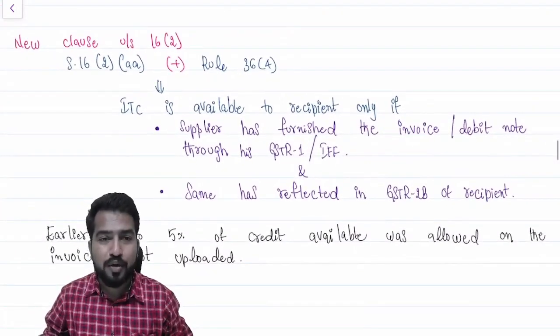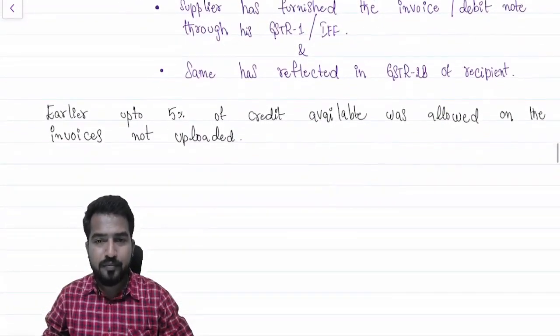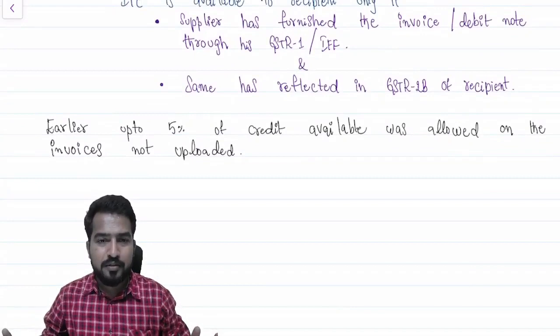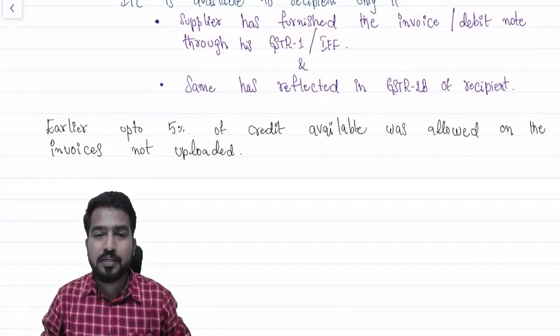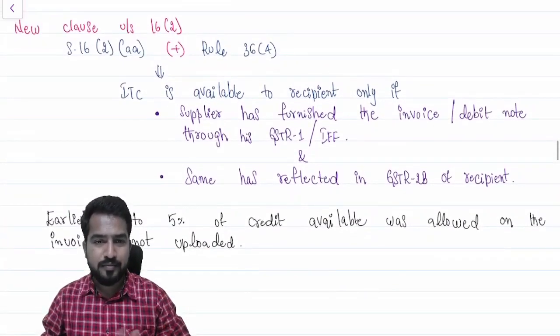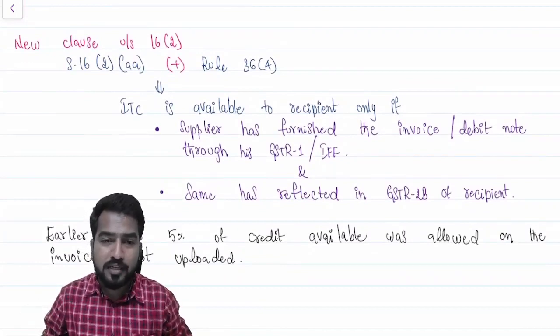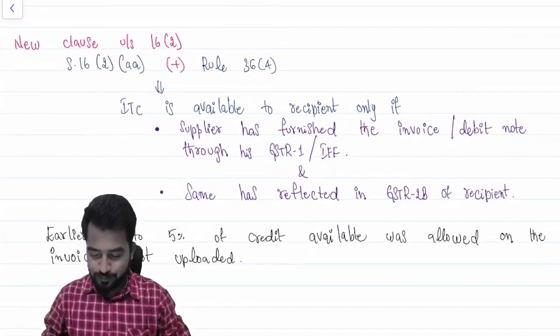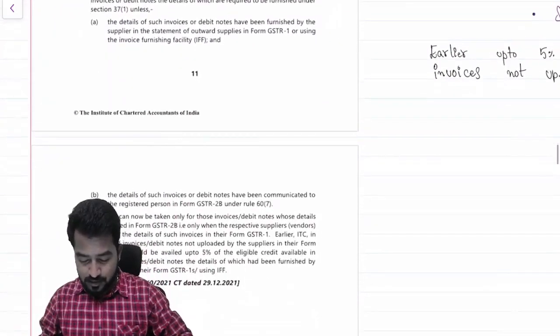Hope it is clear to you all. Fine. So that is the amendment from chapter number 6, input tax credit. Right. Let us move on to the amendment in the next chapter. So chapter number 6 is done, the amendments.